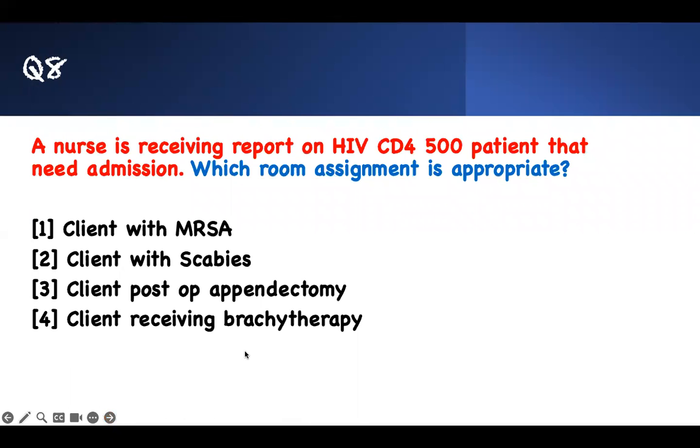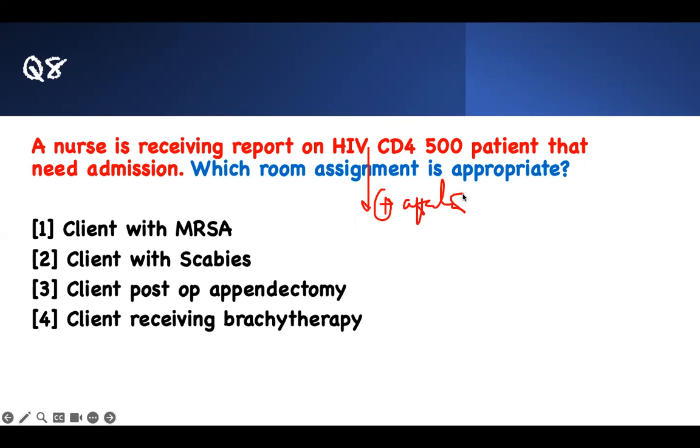Number 8, which room assignment is appropriate? Oh, we've got to put somebody in the room. And there's only a few things you have to know about room assignment, straightforward. A nurse is receiving report on an HIV patient with a CD4 count of 500. So it's immuno-what? Even though he has HIV, it's normal, it's not completely immunocompromised. It's above 200. He needs admission. So who do you want? You don't want to put him in some place where somebody is going to affect him. So no infection. That's the key.